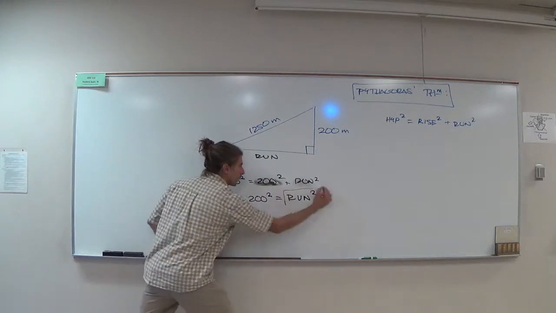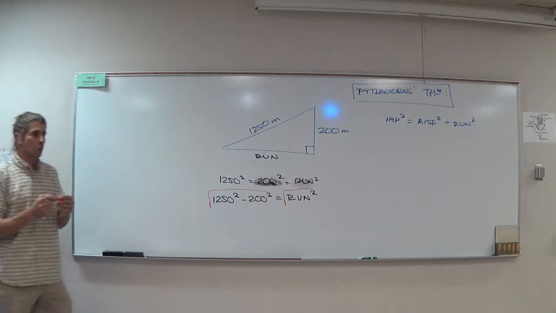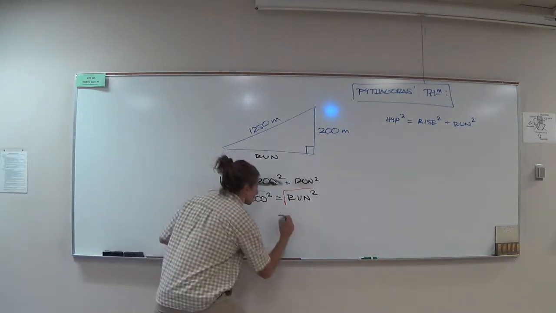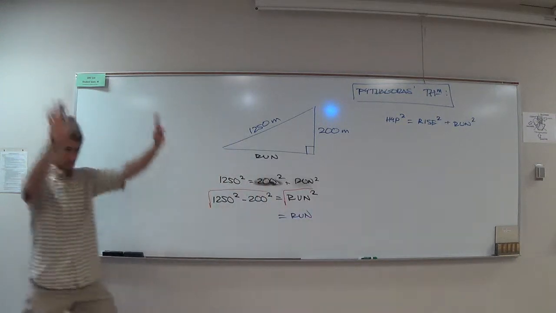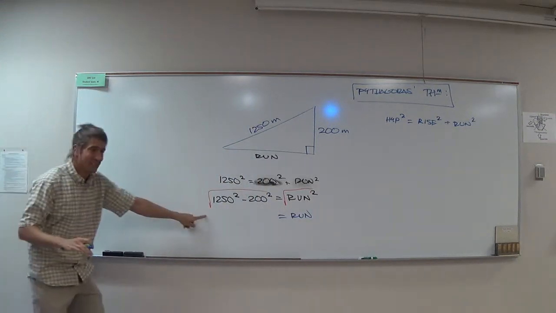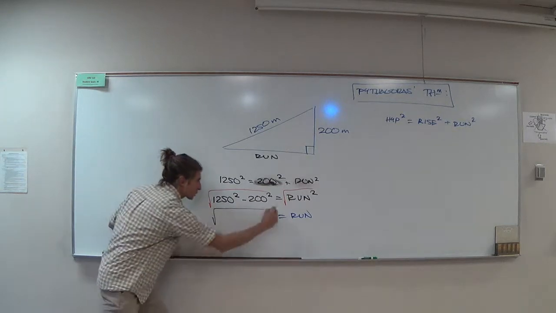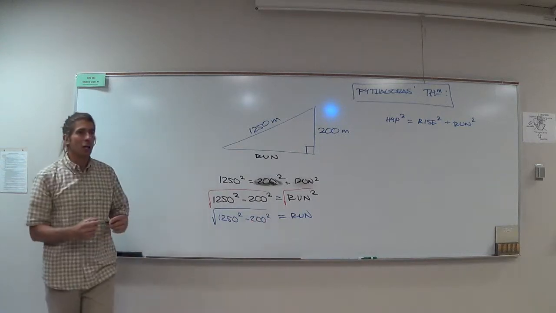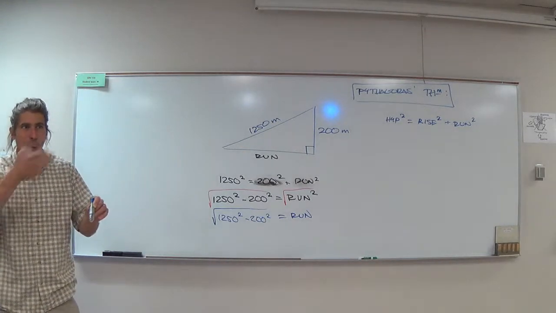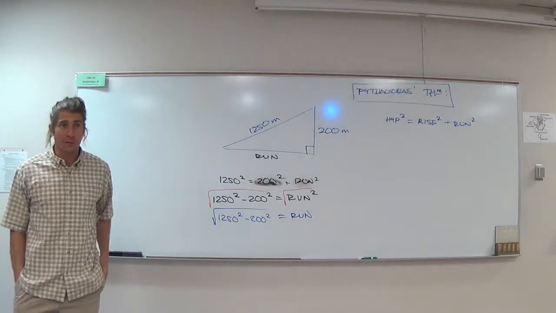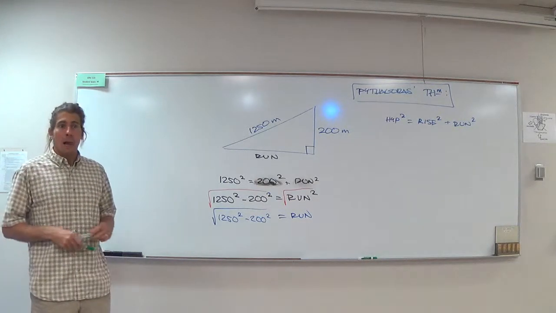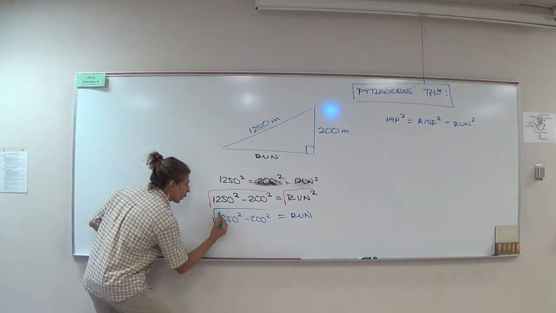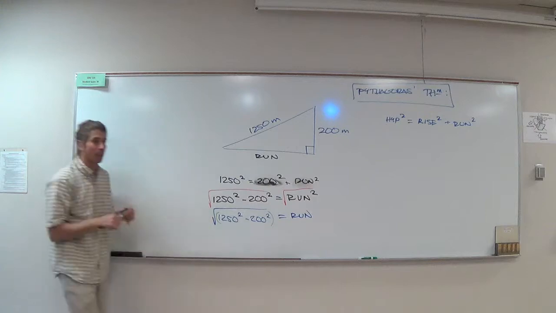We have to take the square root of both of these things, correct? We have to take the square root of both of those things. The kicker is, over here, that equals just the run. On this side, it equals the square root of 1,250 squared minus 200 squared. You don't knock the squares off with the radical. And there's a reason for that. Who knows why? That ruins everything for us. Yeah. There are parentheses around that operation.